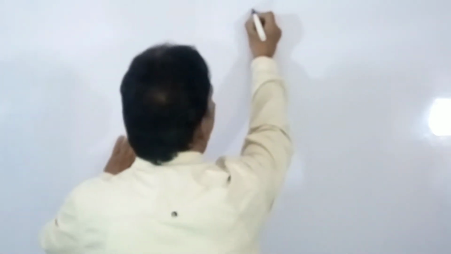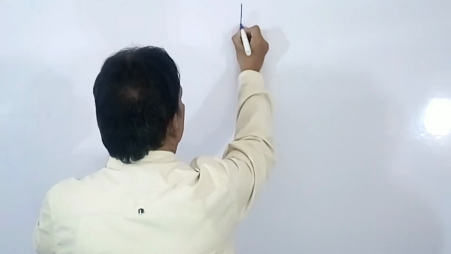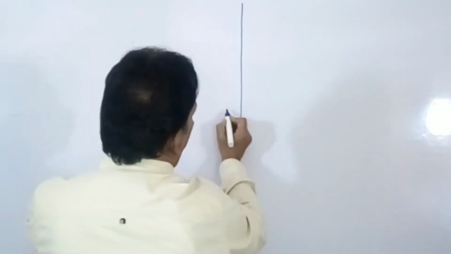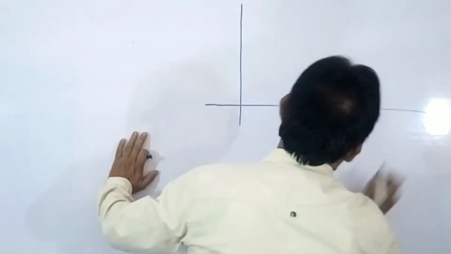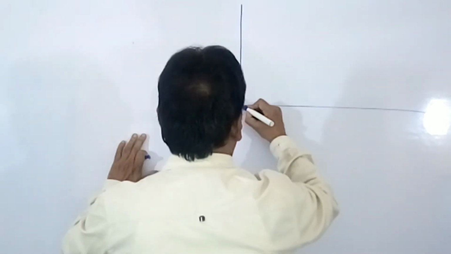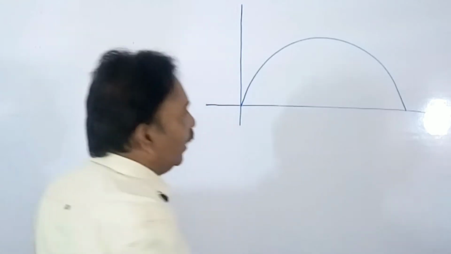Okay, students, let's analyze the projectile motion further. Later, we'll learn about the other factors involved, like the time period, horizontal range, and the maximum height. Let's say it's a two-dimensional plane and we are analyzing the motion. You know that this is the path of the projectile.